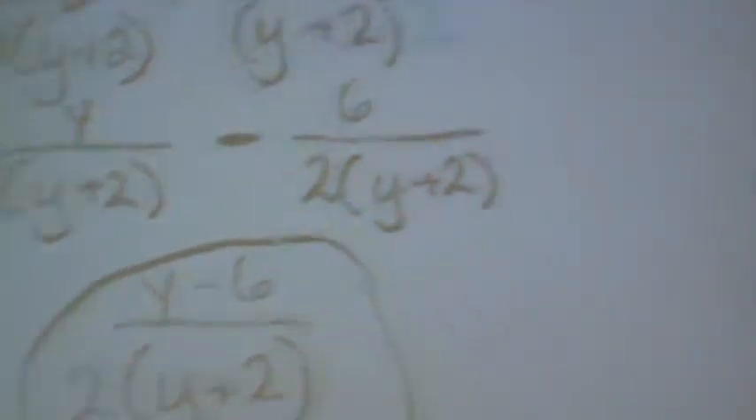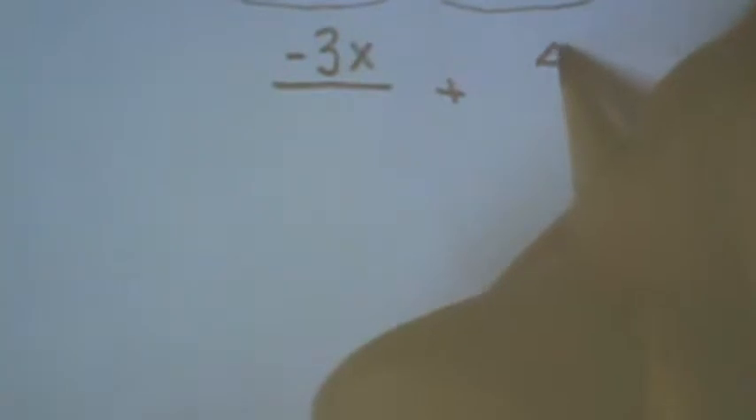Okay, 19. Step 1 would be to what? Factor the bottoms. We want to get these bottoms factored first to see what we're dealing with. How do you factor these bottoms? How do you factor x squared minus 9? x plus 3, x minus 3.